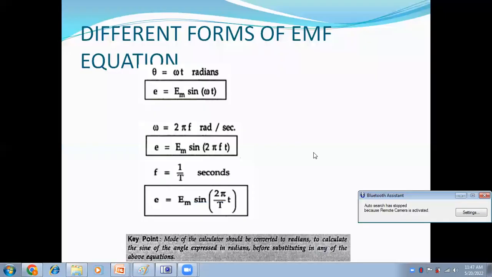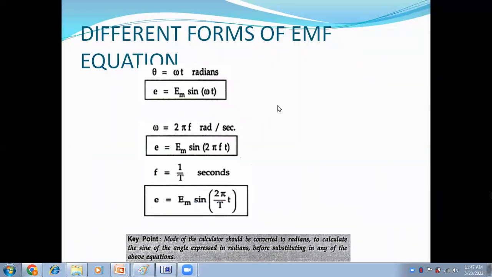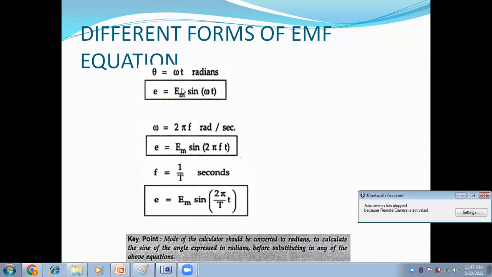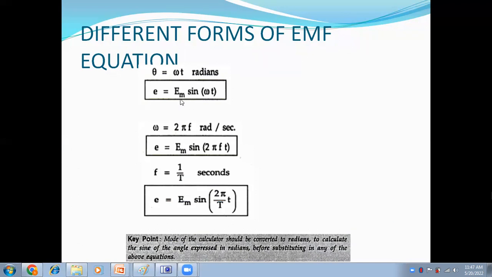So next are the different forms of the EMF equation. Now, as we have just said, the EMF induced in a coil is E equal to BLV sine theta. So BLV is nothing but the maximum EMF induced. That corresponds to the alternating voltage equation, where Em is nothing but BLV, so I have replaced BLV here. E is equal to BLV sine theta, and this BLV is my Em. So E is equal to Em sine theta, and theta is equal to omega t in radians.